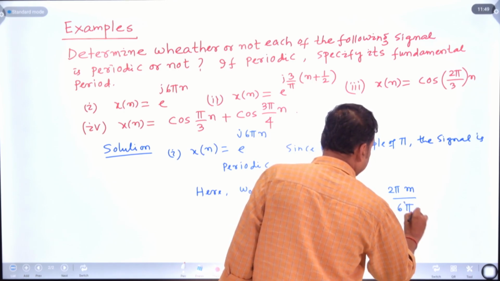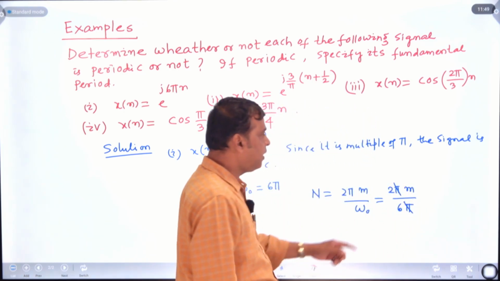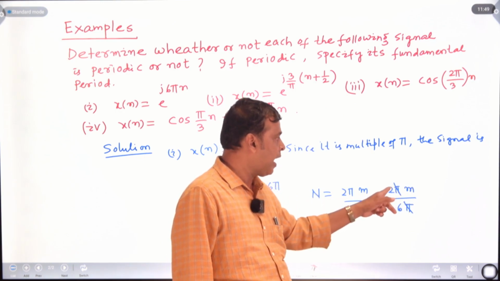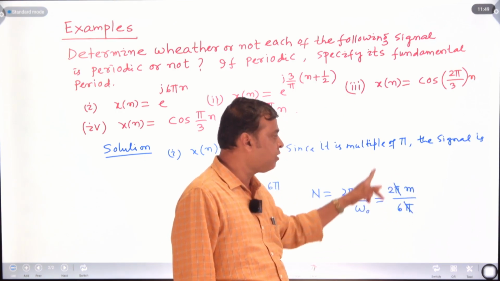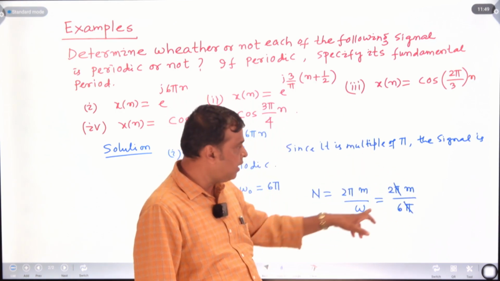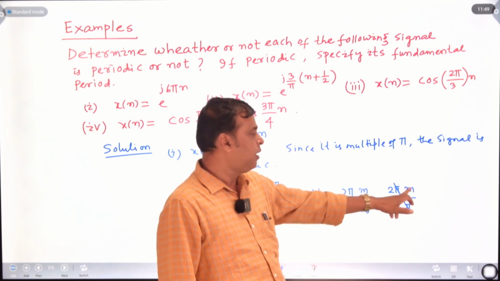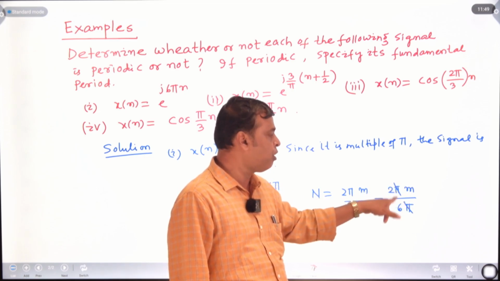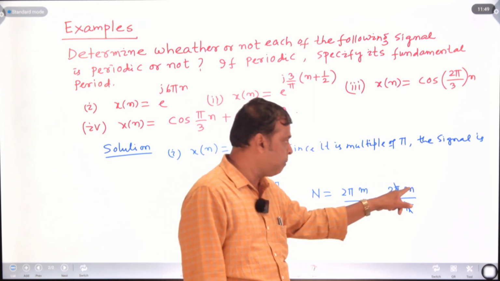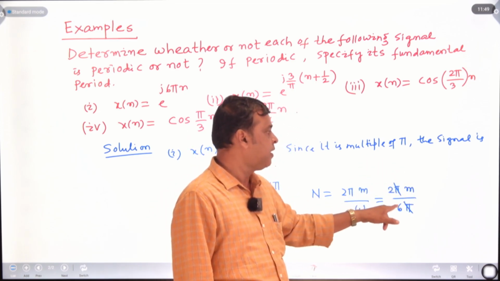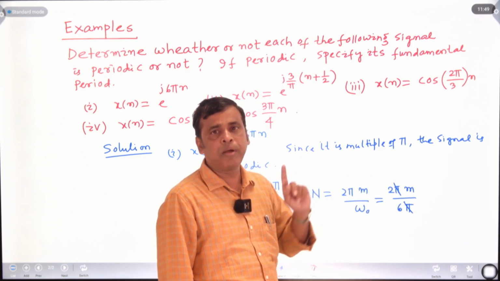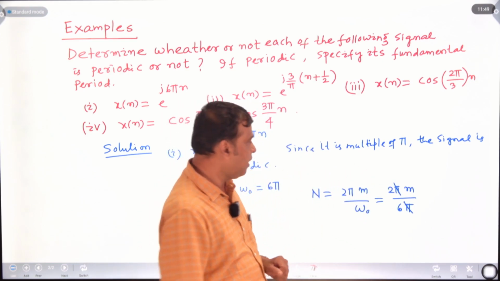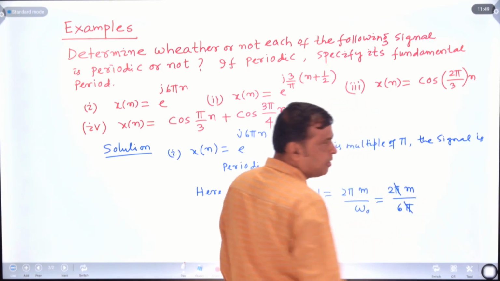6 pi. Here pi cancels. Clearly, what is the value of m here? I will multiply by 2 so that the whole thing will be an integer. If I choose m equal to 1, that is 2 by 6, it is not an integer. If m equal to 2, 2 into 2 is 4, 4 by 6 is not an integer. If m equal to 3, 3 into 2 is 6, 6 will be cancelled out and the value of n will be 1.